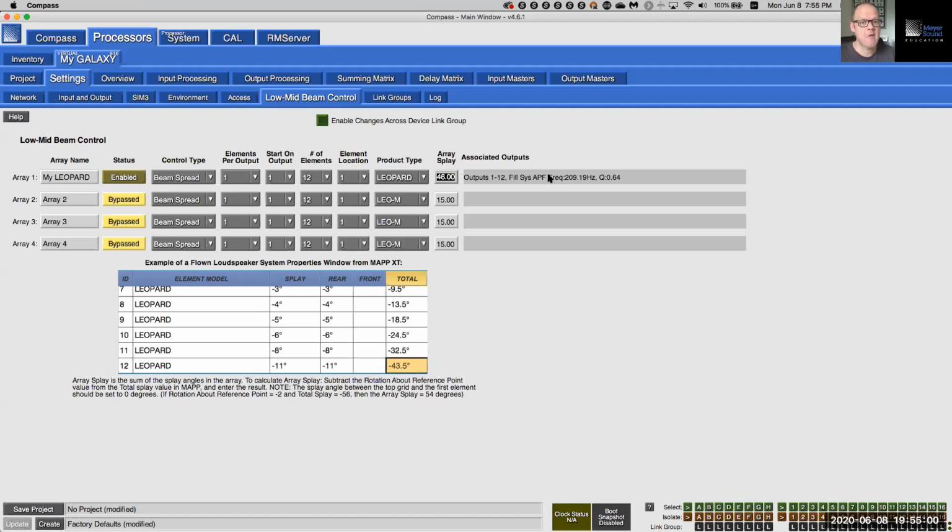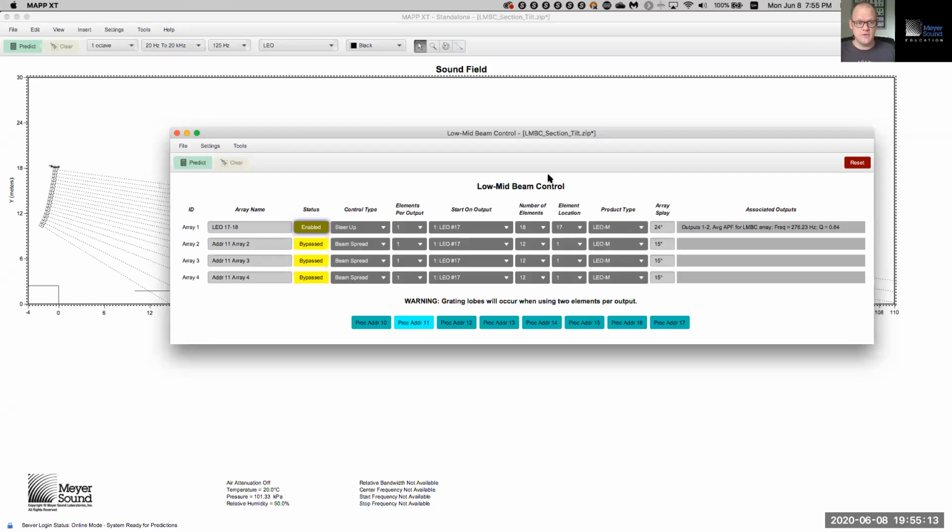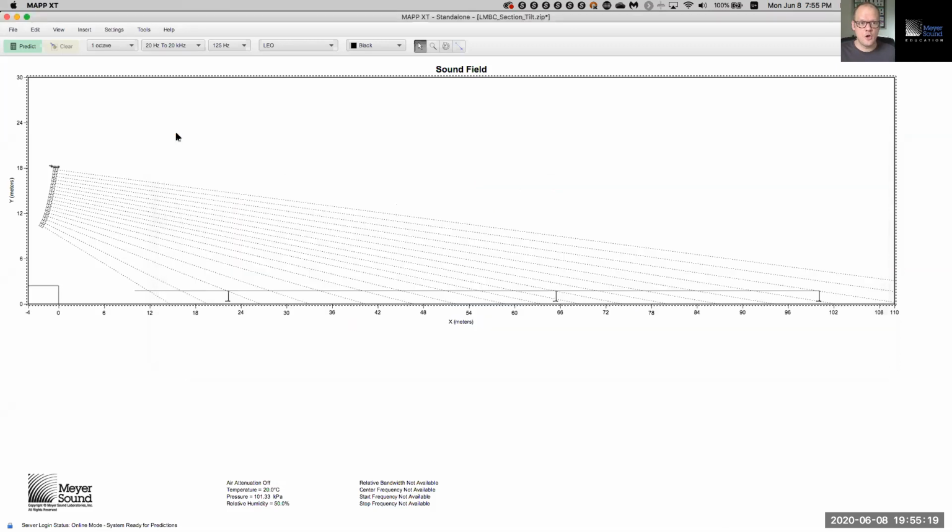Okay? And that is the implementation of LMBC. And as I like to say, choose your poison. Okay? It's up to the user. It's icing on the cake, if you will. It's icing on the cake, and it's up to the user to use LMBC at his or her discretion.